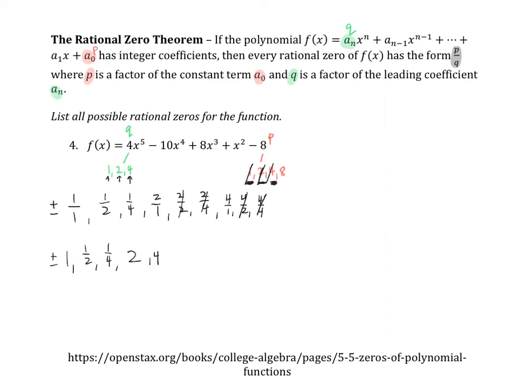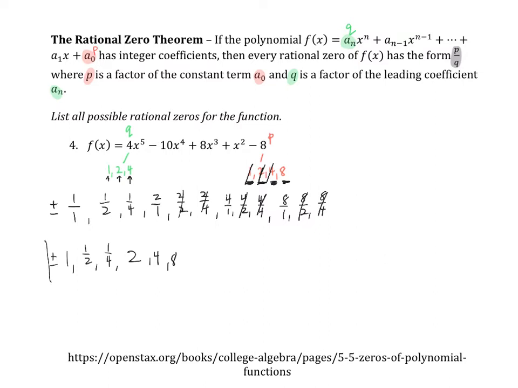Okay, so now I'm going to use the 8. So now I need to put 8 over every q. So that's 8 over 1, 8 over 2, and 8 over 4. 8 over 1 is 8. And then 8 over 2 is 4. That's already on the list. 8 over 4 is 2. That's already on the list.